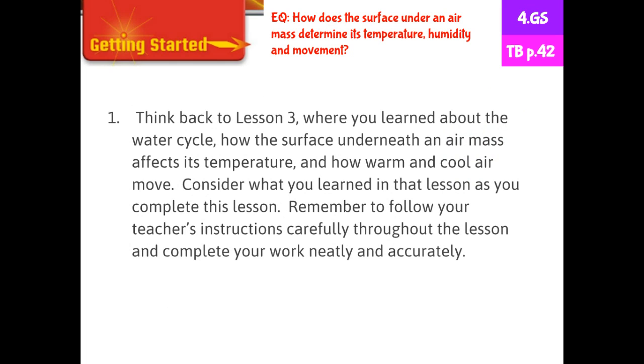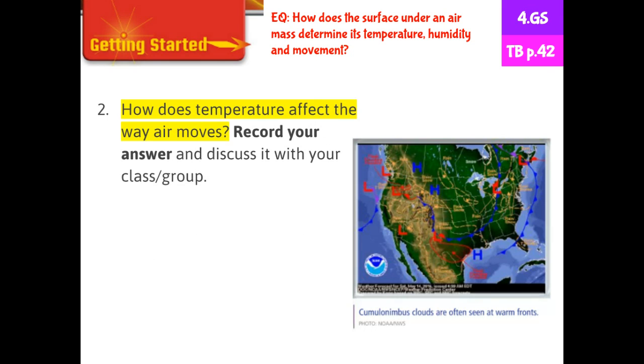So for getting started, number 1, we're going to look back to lesson 3 where you learned about the water cycle and how the surface underneath an air mass affects its temperature and how warm and cool air moves. You're going to need to remember this stuff as we move ahead to lesson 4. Today, we're going to talk about how temperature affects the way air moves, and we're going to discuss this in groups and record your answers.